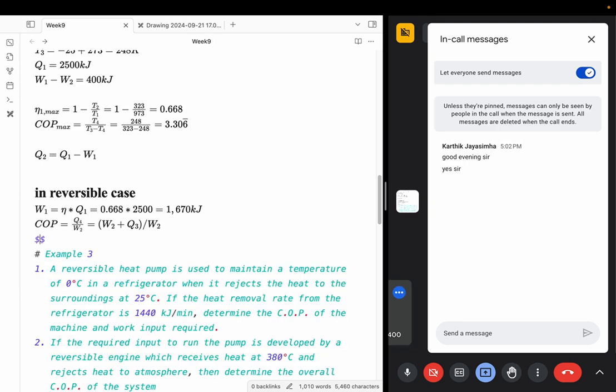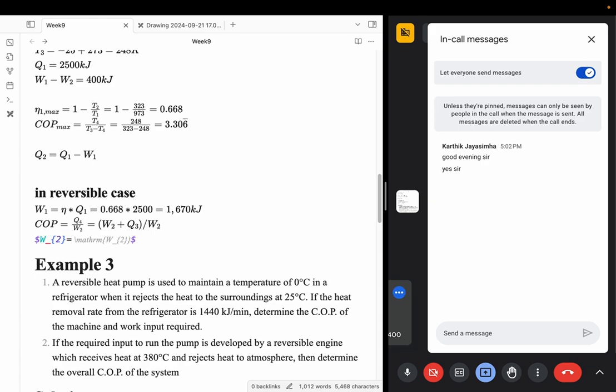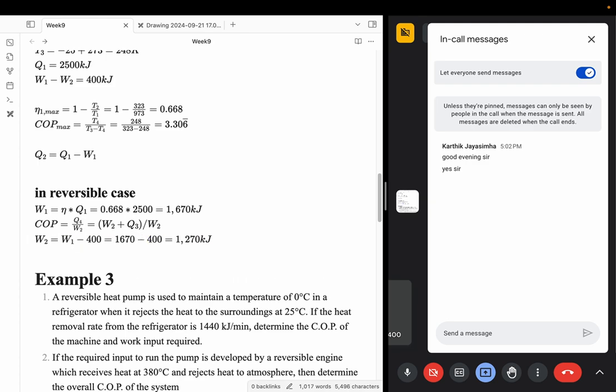How do you calculate W2? We use the relation W2 as W1 minus 400. Now we have W2, so you can use the COP relation to calculate Q3. Use this relation, substitute COP equal to 3.306, and from there you can calculate Q3. What's the value of Q3 you're getting? You do the substitution. Or to put it here, we can put Q4.